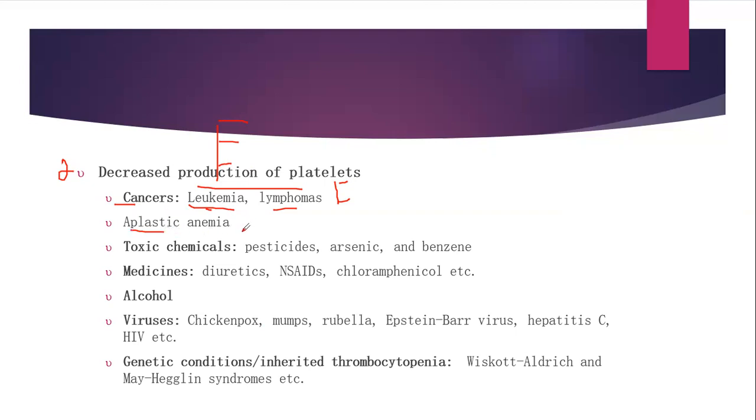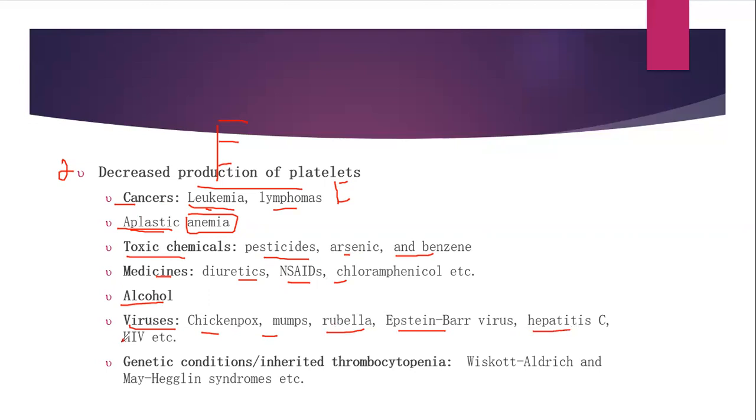the red bone marrow is replaced by yellow bone marrow, and that bone marrow then doesn't properly perform the hematopoiesis or thrombopoiesis process. So due to aplastic anemia, there is also a risk of platelet destruction, and that may lead to thrombocytopenia. Also due to some toxic chemicals like pesticides, arsenic or even benzene, and some medications like diuretics, NSAIDs and chloramphenicol, and even alcohol or some viral infections like chickenpox, mumps, rubella, EBV, Epstein-Barr virus, hepatitis C or HIV.